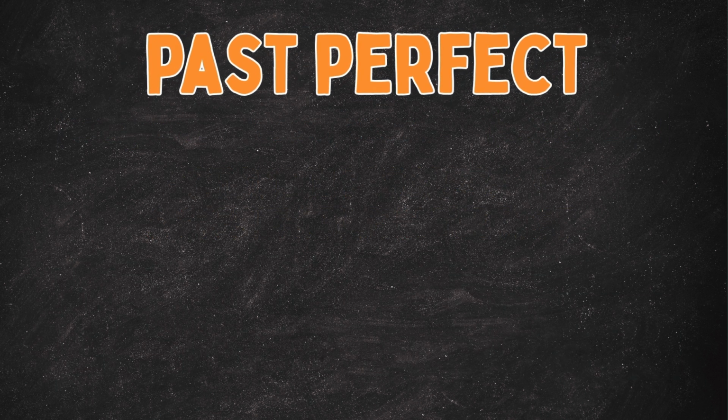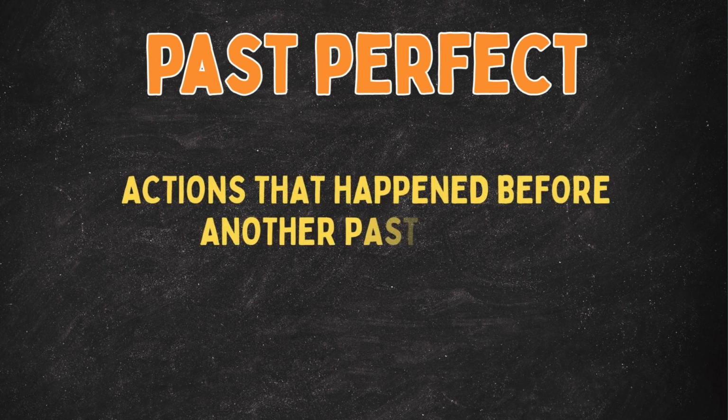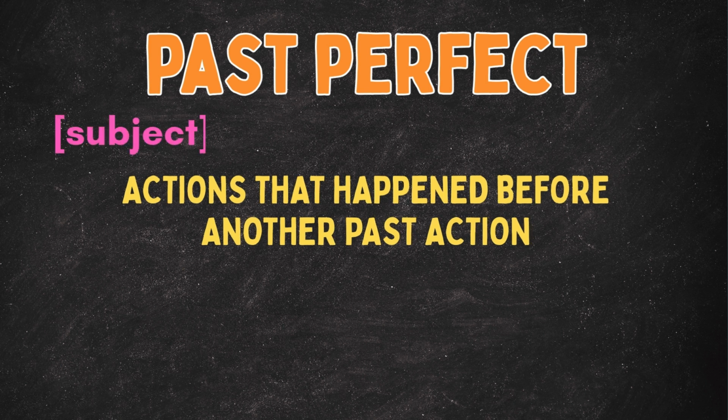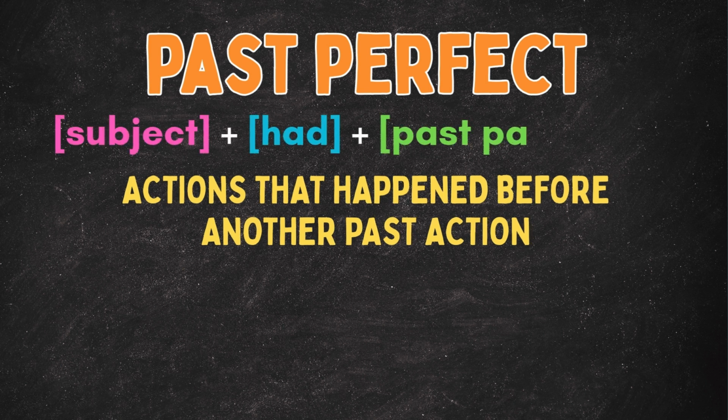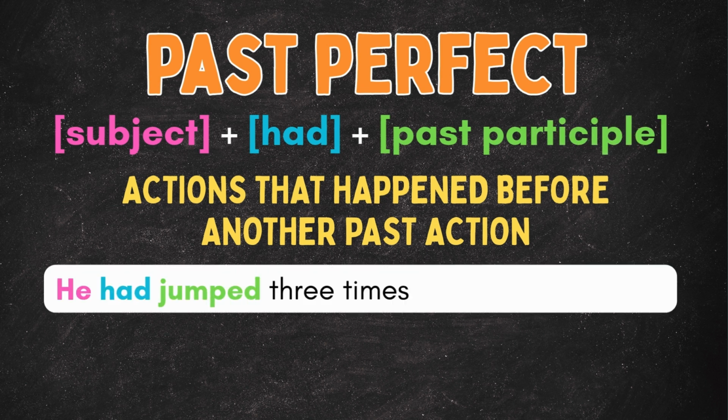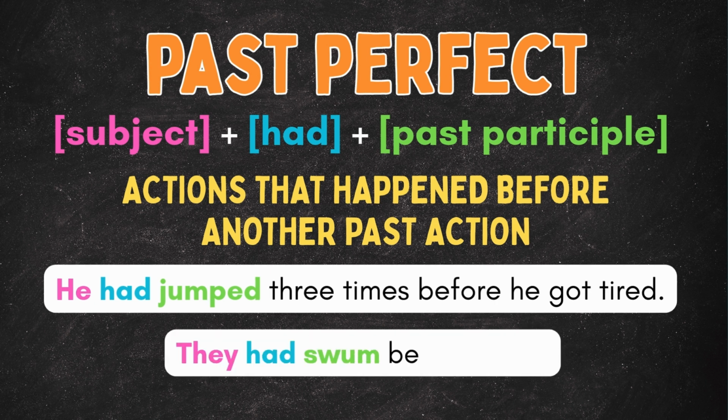Past perfect. The past perfect is used for actions that happen before another past action. The sentence structure consists of subject plus had plus past participle. For example, he had jumped 3 times before he got tired. They had swum before lunch.